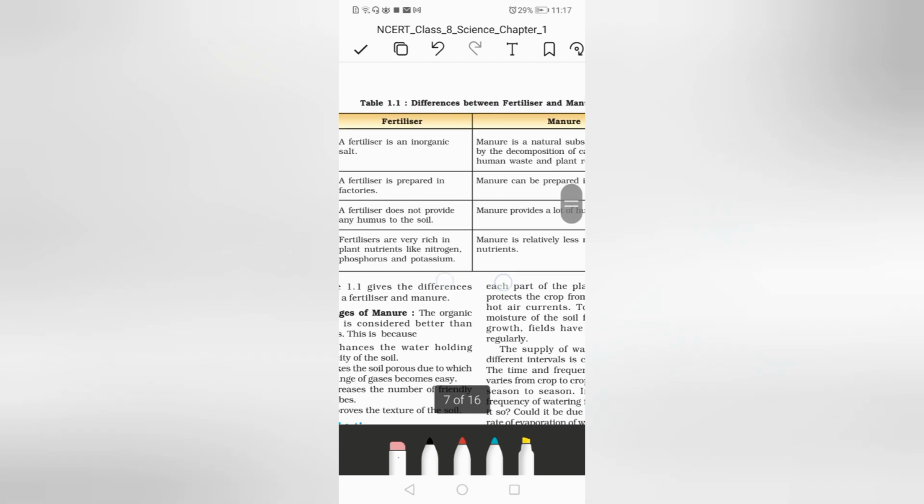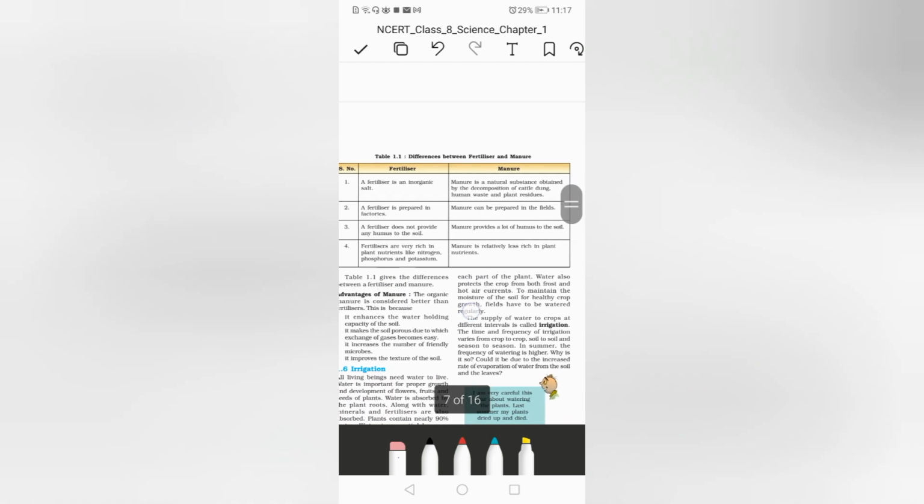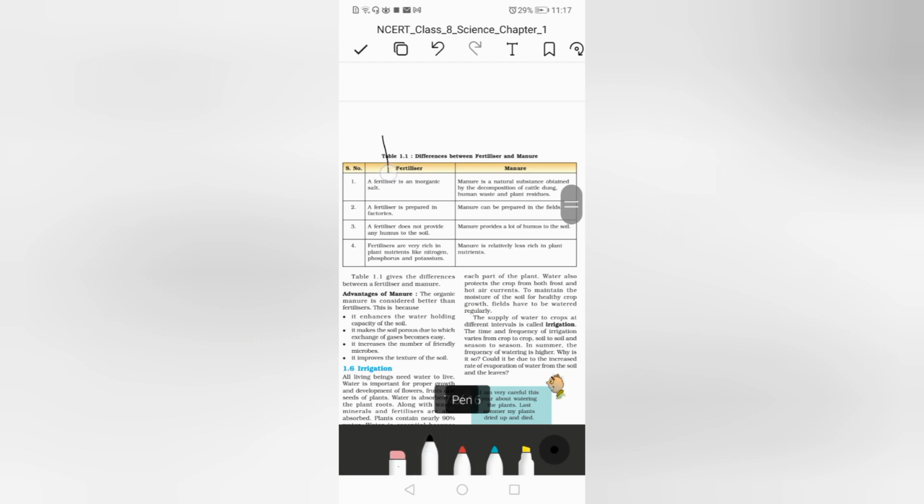Now, please learn this table. It will 100% come in your exam. Every exam which has this chapter, it always comes. So please learn this table. It is very important. Okay, let's discuss it now.